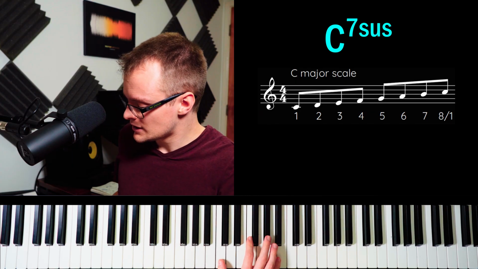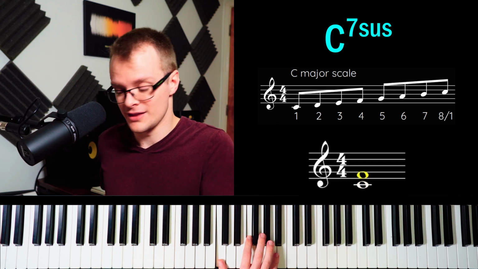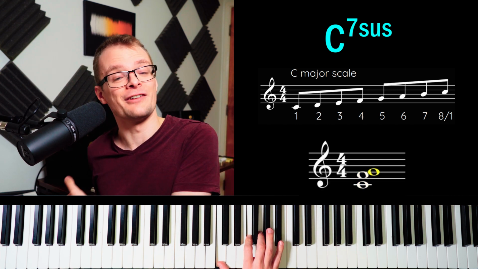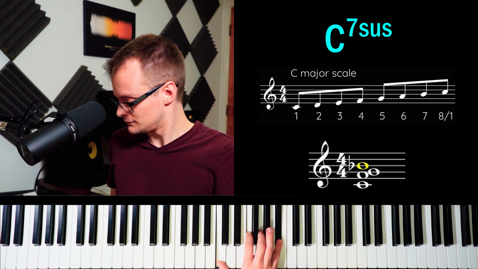But if it doesn't specify, it means the 4th. So a C7 sus would be C as the root, the 4th replaces the 3rd, so F next, then G as normal, and B flat because it's a 7. It doesn't change anything else, so if there are any extensions written into the chord symbol or anything like that, all the rules we've gone through so far still apply.